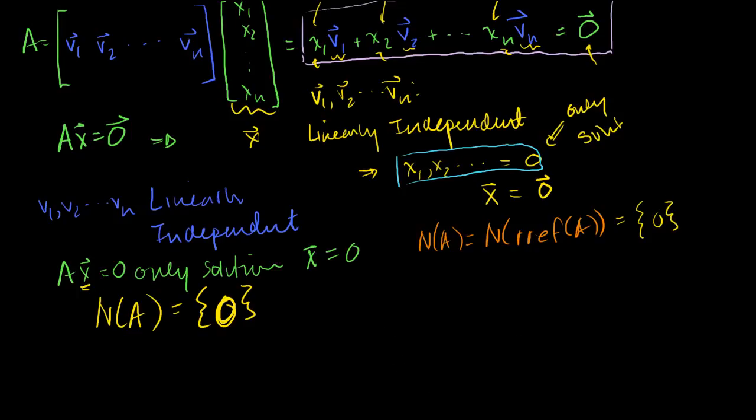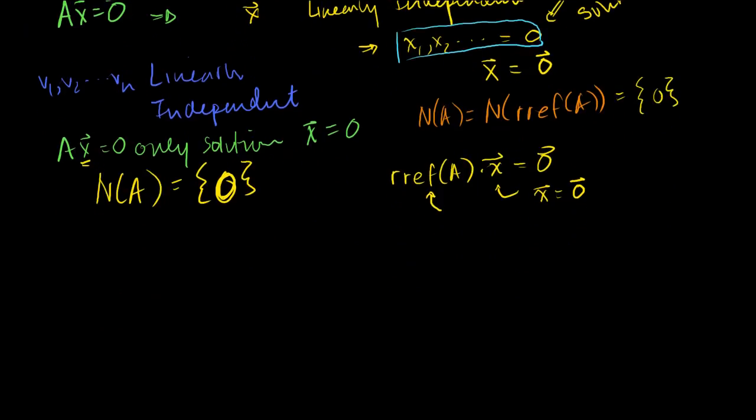And that means that if I take the reduced row echelon form of A, and I multiply that times x, or I want to solve this equation, the only solution is x equal to the 0 vector. If you think about what that means, if this is the only solution, then this reduced row echelon form has no free variables. It would literally just have to look like this. So this is x, x1, x2, all the way to xn.